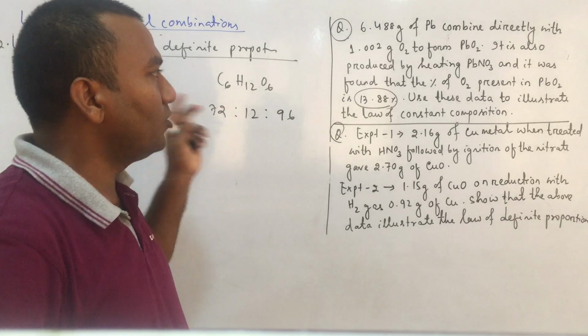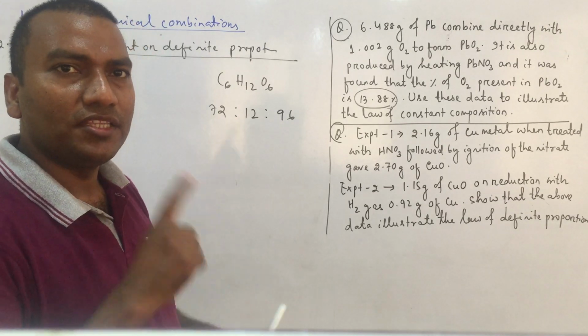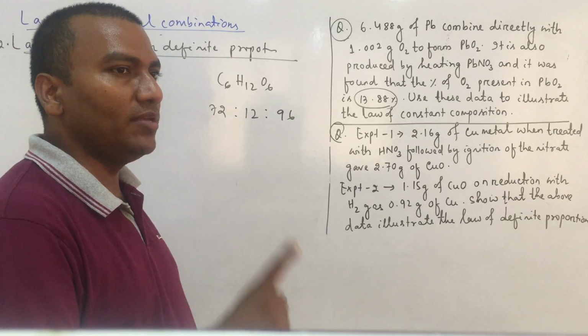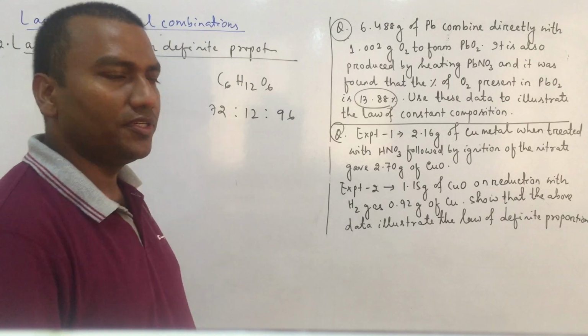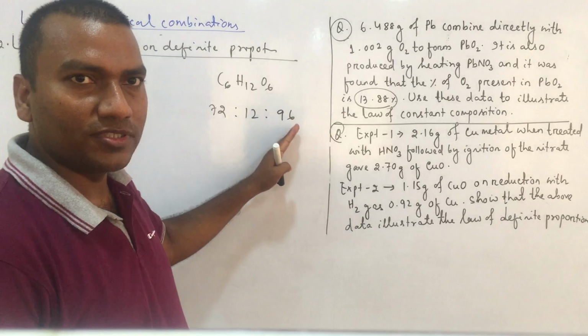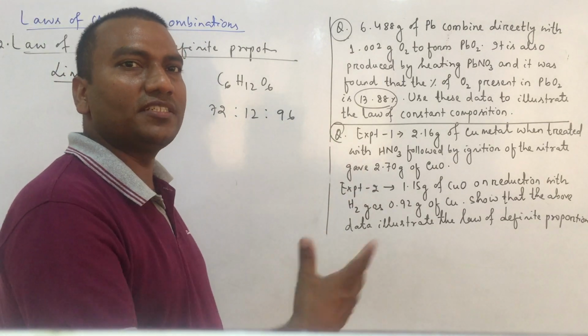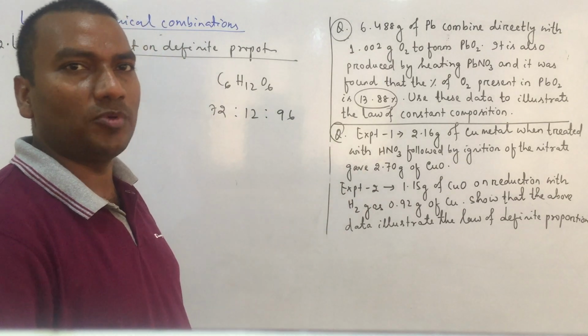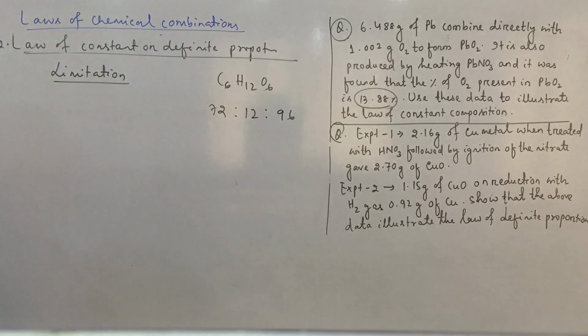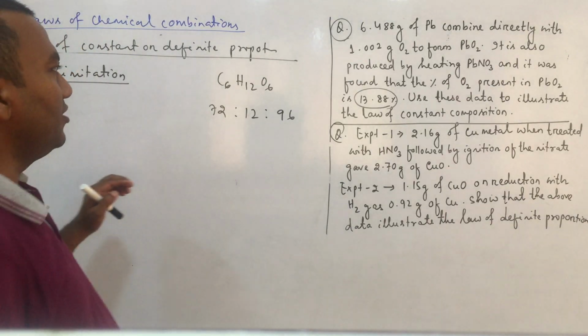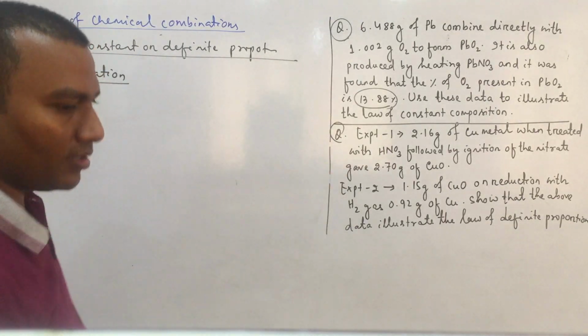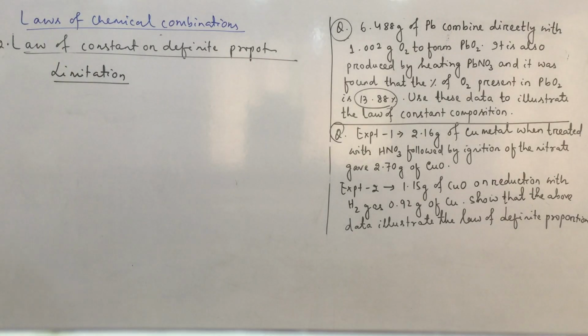So that's why there are two limitations. One limitation is that this is not applicable for elements having different isotopes. Second, the compounds may be different, but they combine in fixed proportion. Clear now? So like this, in this part, theory and numerical part will come. Clear now? Okay.